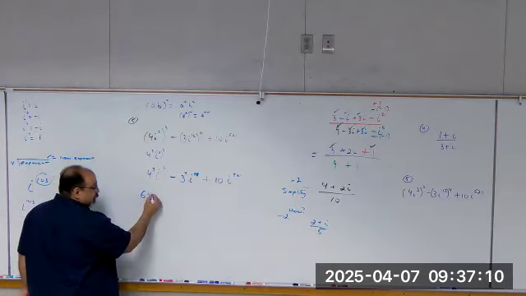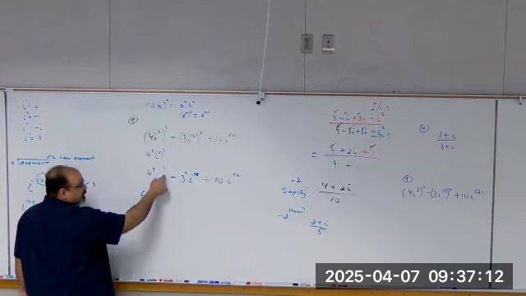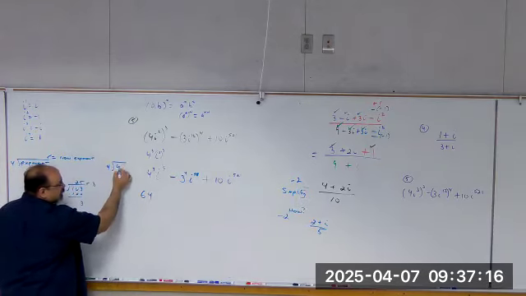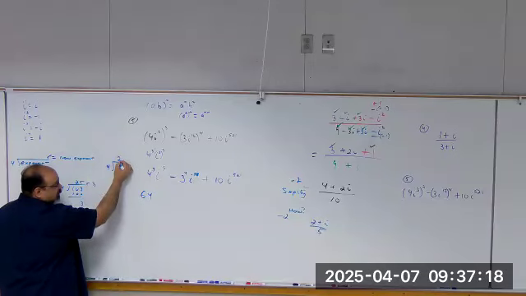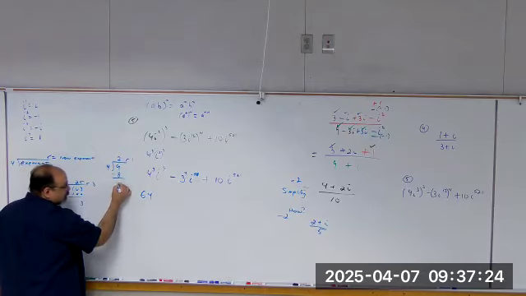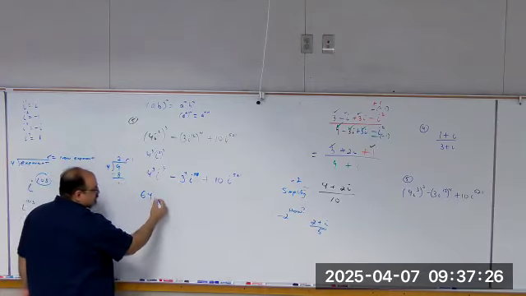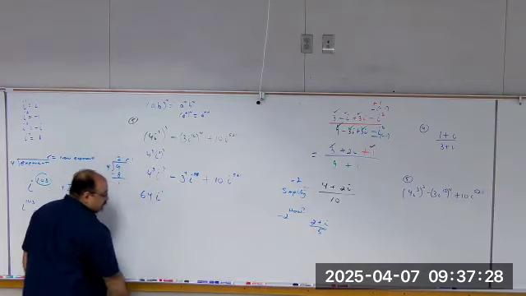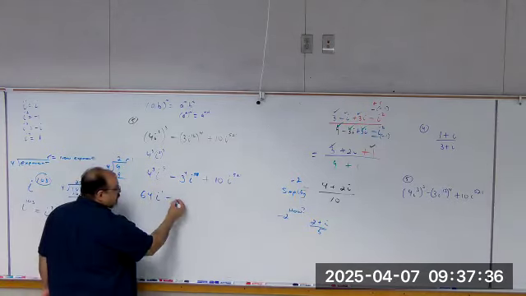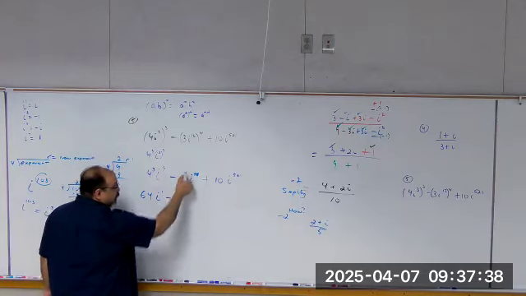4 to the third is 64. I to the 9. Well, 4 goes into 9 how many times? Twice. What's the remainder? We get a remainder of 1. So this is the same as I to the first. I'm just going to leave it like that. I'll come back and finish. Minus 3 to the fourth. 3 to the fourth is 81.